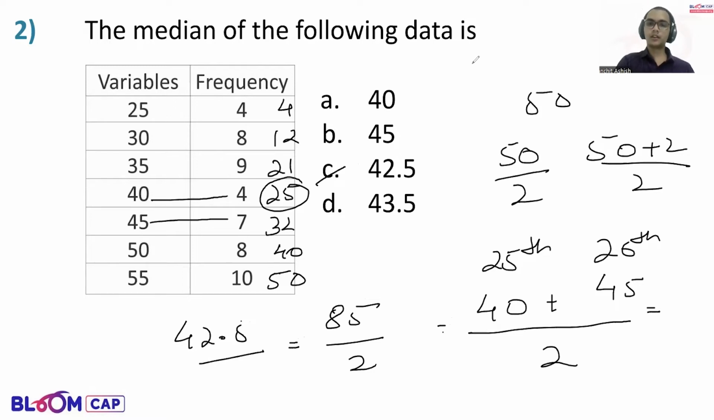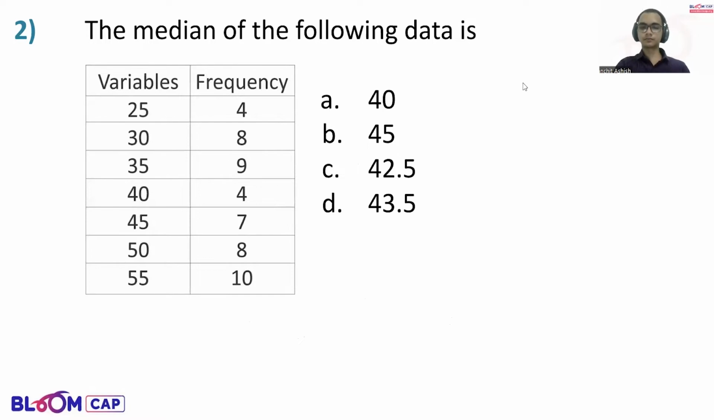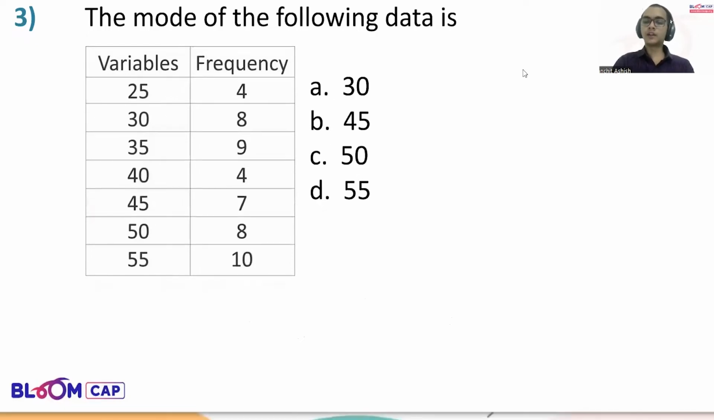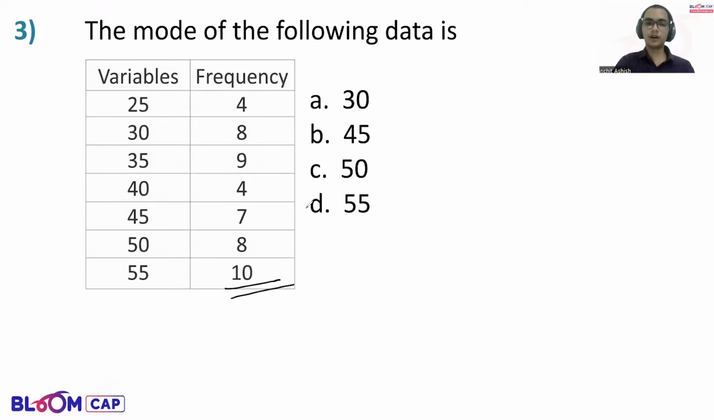Okay, now let's move on to the next question. The mode of the following data is... now the mode is the value of the variable which has been repeated the maximum number of times. Here, 25 has been repeated 4 times, 38, 35, 9. Which value has been repeated the most number of times? It's 55, because it has been repeated 10 times. So it's the value with the highest frequency. The answer is 55, which is very direct. No calculation needed in this part. All right, let's move on to the next question.